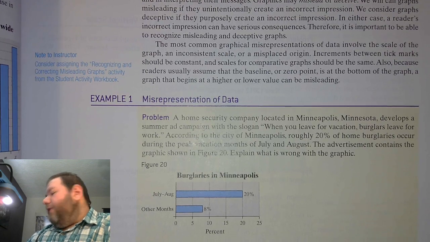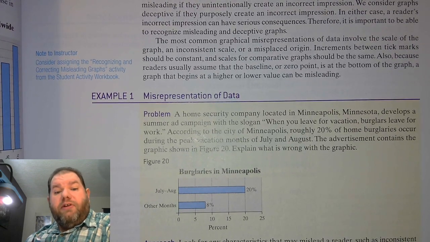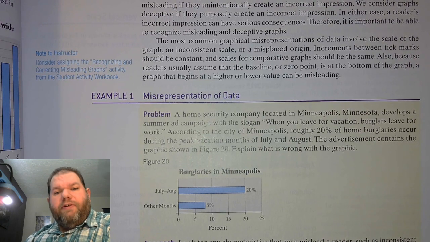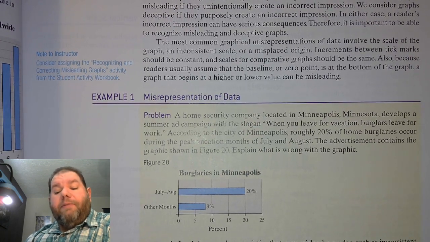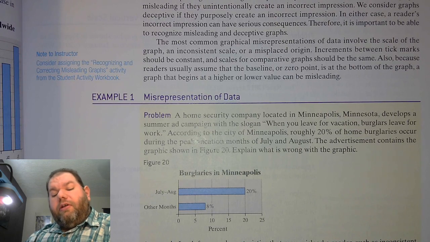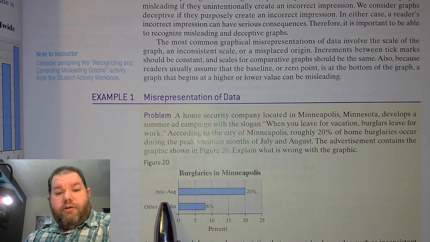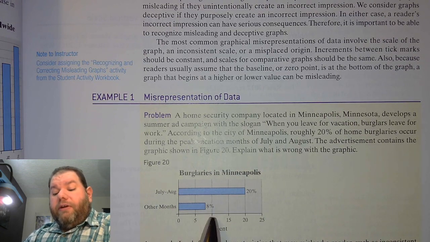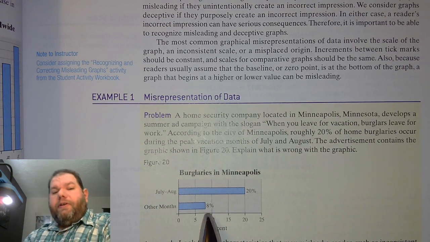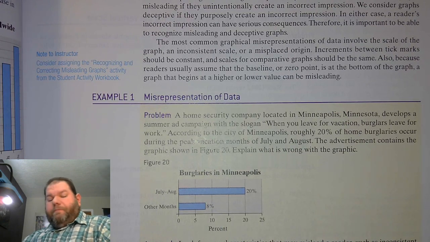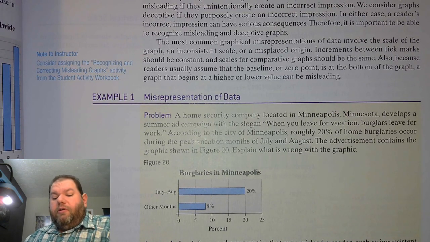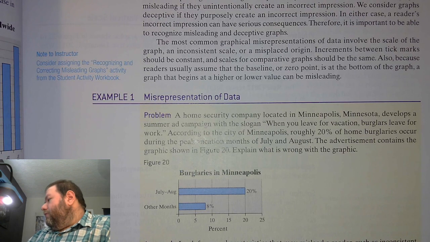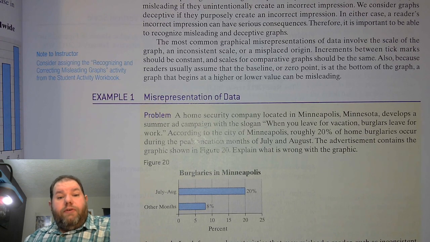Okay. Basically, we're showing how this company is misrepresenting the frequency of burglaries in Minneapolis, specifically during these peak travel months, July and August. So July and August we have 20%. Other months we have 8%. Okay. Now, there's a couple of issues here.